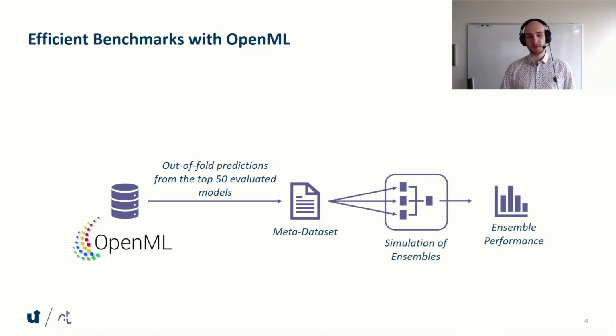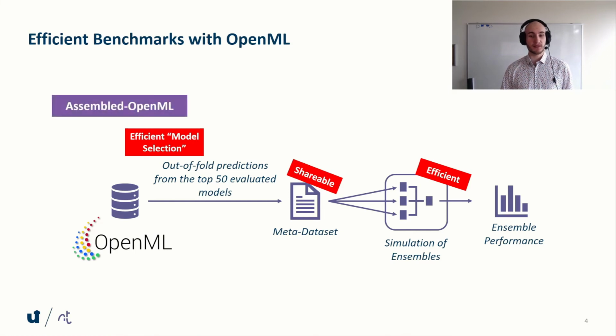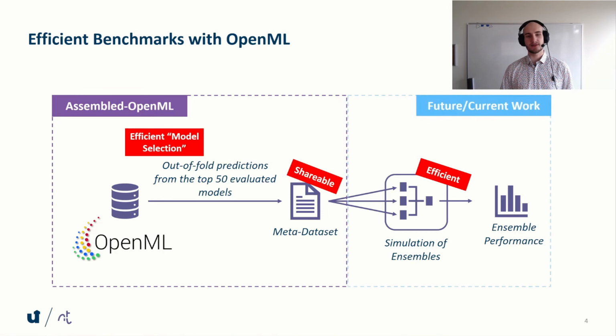This process has multiple advantages. First, getting the data from OpenML is an efficient alternative to model selection. And it is, to some extent, model selection, because we can filter the evaluated models for a given metric. Second, the metadata set is easily shareable and recreatable and functions almost like a tabular dataset or a lookup table. Lastly, the simulation is very efficient because of the lookup table. It is reduced to almost only the computational cost of the ensemble method itself. And in our paper, we have proposed and implemented Assembled-OpenML, a tool for the first two steps. And in future and current work, we want to extend the framework to also include the later two steps.